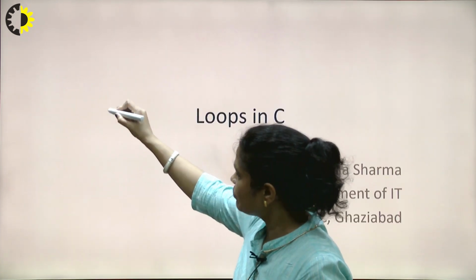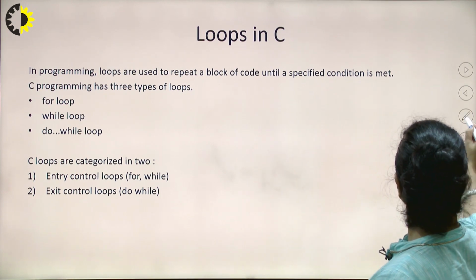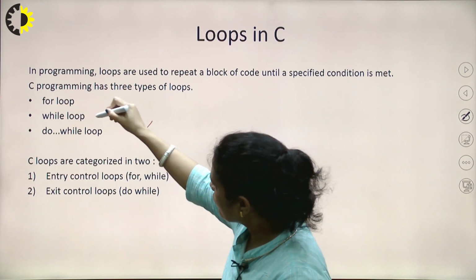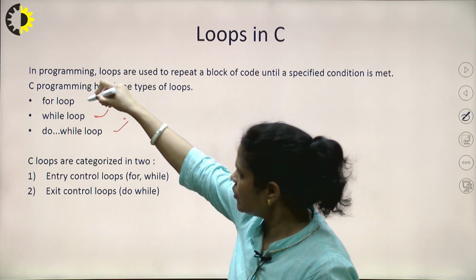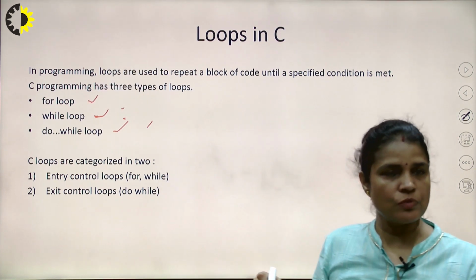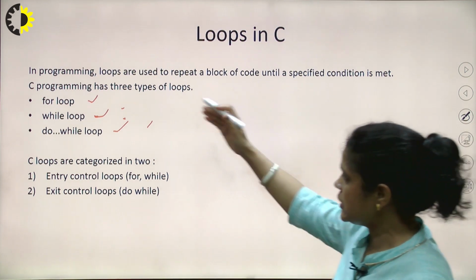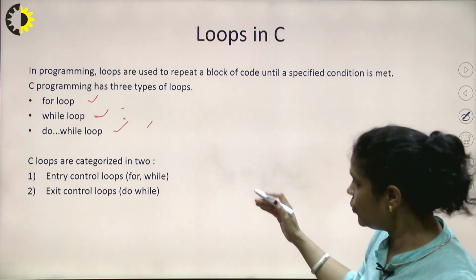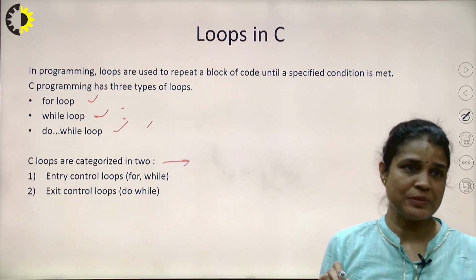For loop, while loop, and do while loop. So these are three loops in C programming, which we will understand in today's lecture, right? So these three loops are basically categorized in two types. Now, what are these two types?